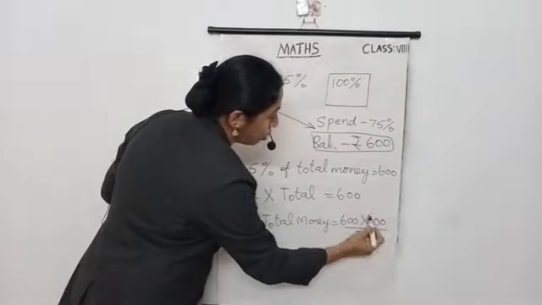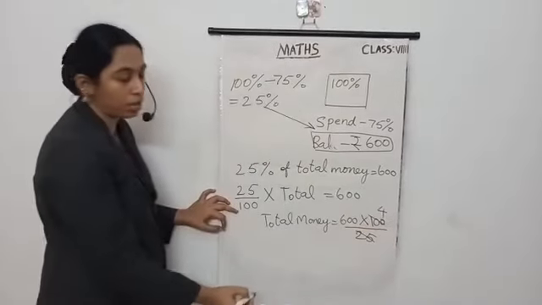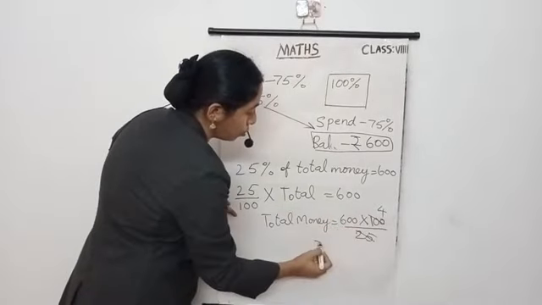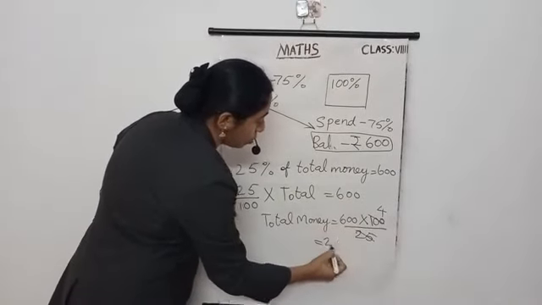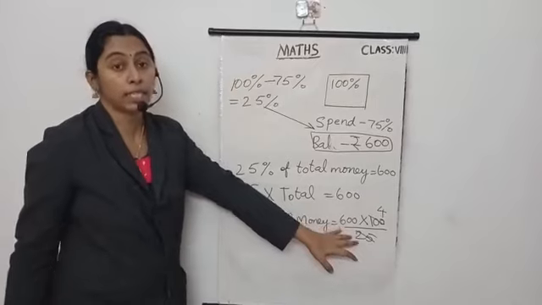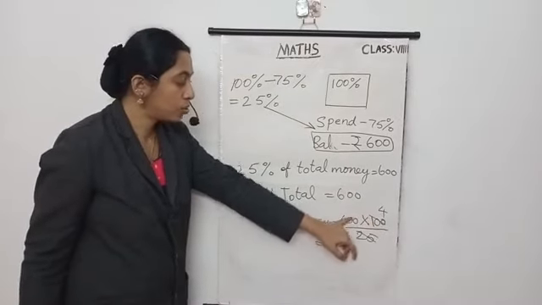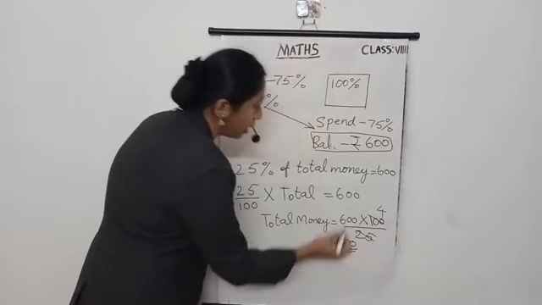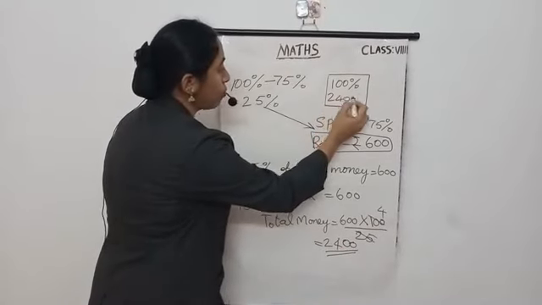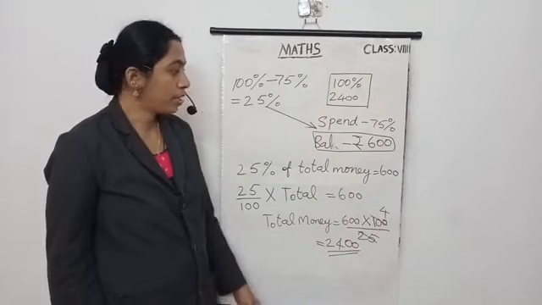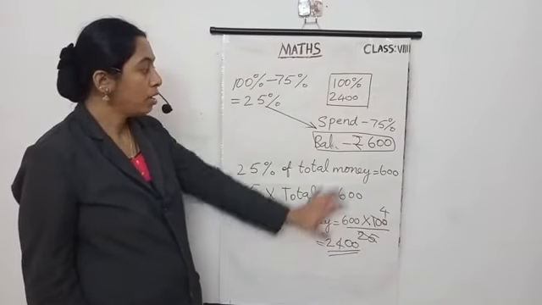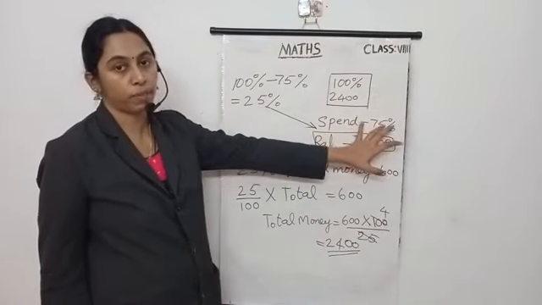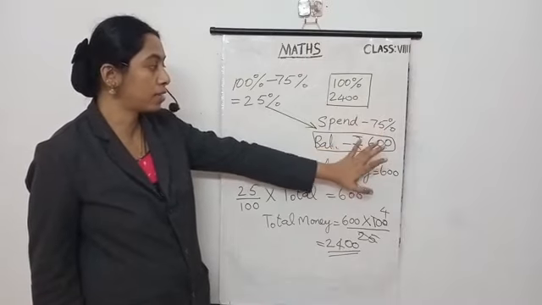Now 25 into 4 we get 100. Now 600 into 4, 6 4s are 24. So total money in her hand is 2400.